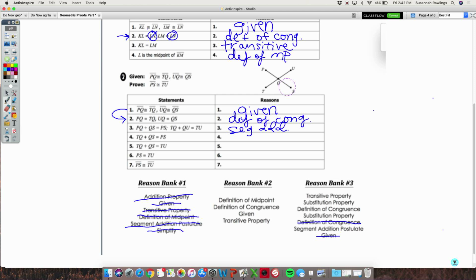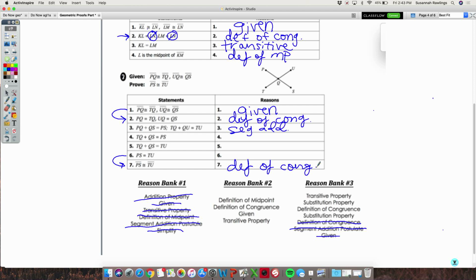So make sure you're always going back to your picture. If you get to a point where you're stuck, use your picture. So we're going to mark off segment addition. I think you should have been okay with the last step. So from step 6 to 7, what's the only thing that changed? The sign. So what is that? Definition of congruence. Good. So my last step was definition of congruence.